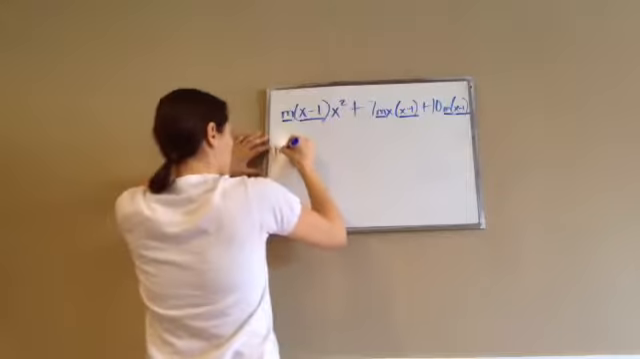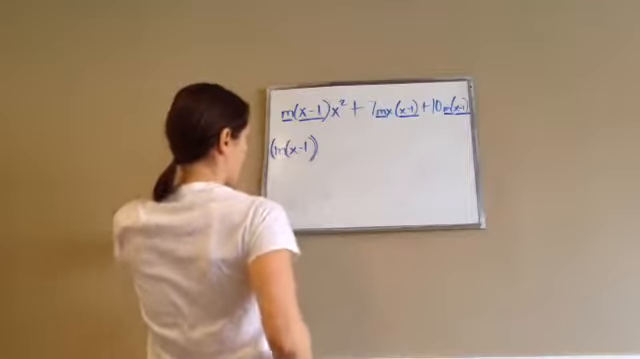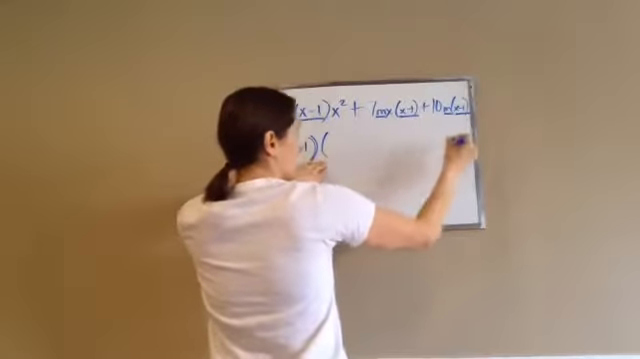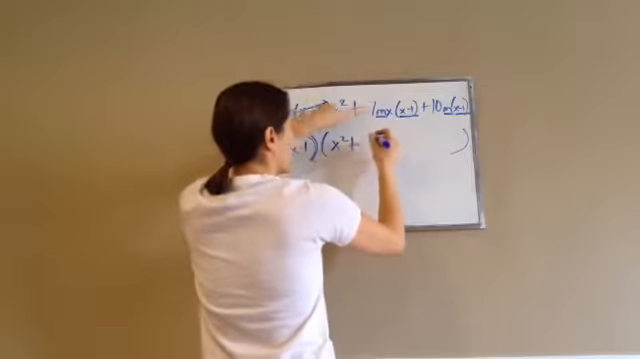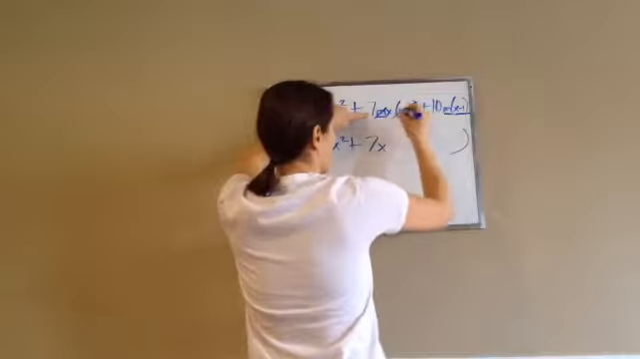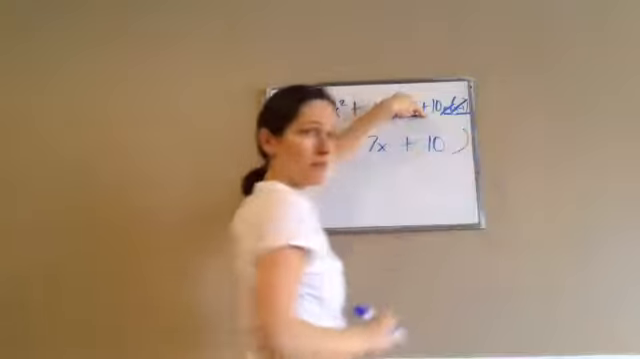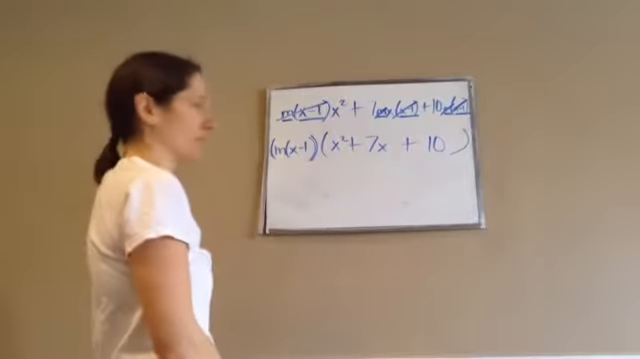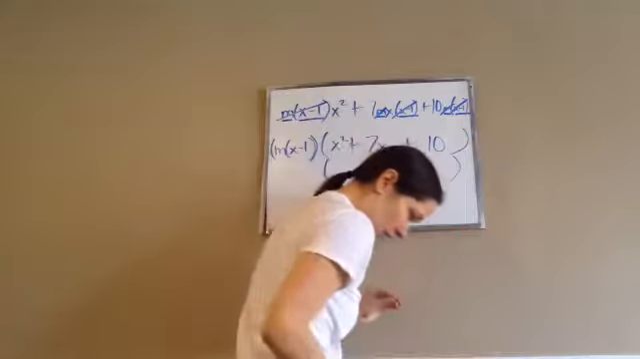So what we're going to do is put m(x minus 1), all that in parentheses, and then bring down the rest, so then I have x squared plus 7x plus 10. See what I did? Does that make sense? Just leave it, it's fine. And then we're going to break it down like we're used to. Alright?